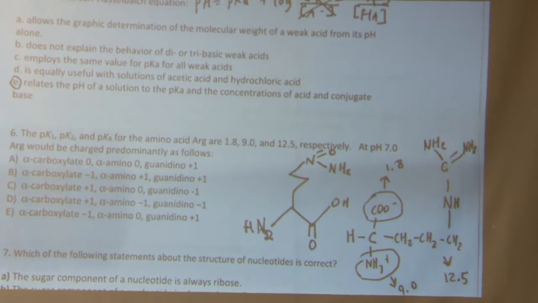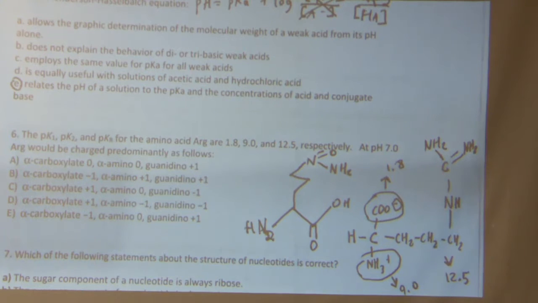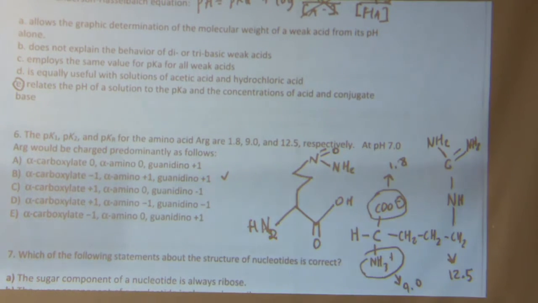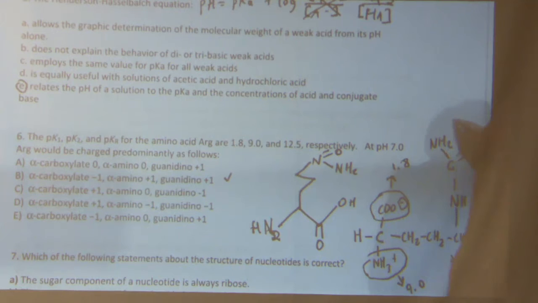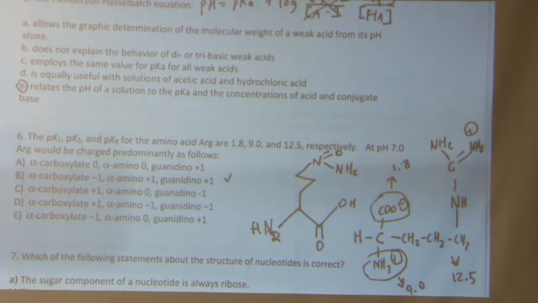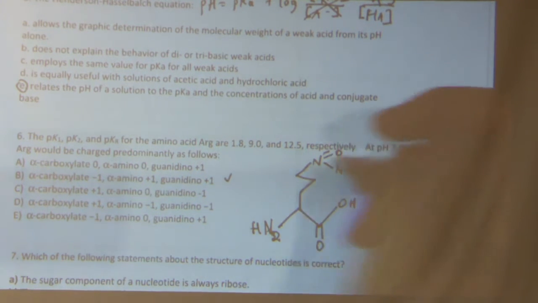So based on that, at a 7.0 pH, what would be our alpha carboxylate charge? Negative. So we're going to have a negative charge here. Awesome. So that leaves us with B and D, or B and E. What about our alpha amino? Positive. Awesome. So that leaves us with B. And we'd have a positive charge where on the guanidino group? NH2 plus. So would that be with the double bond or the single bond? Awesome. So the overall charge of this molecule would be what? +1? Awesome. So that's the overall charge.